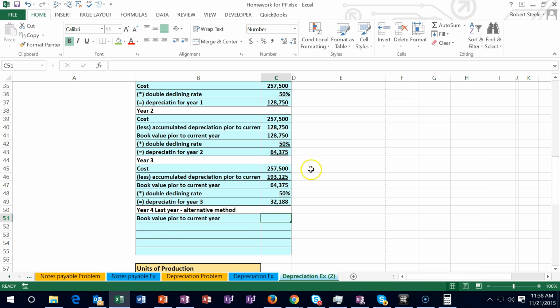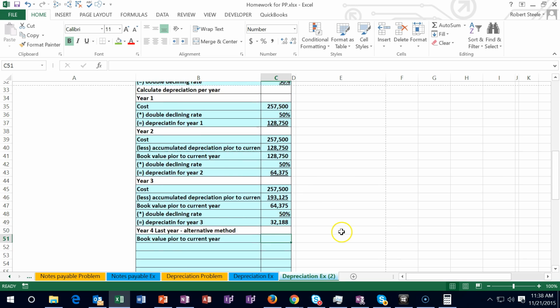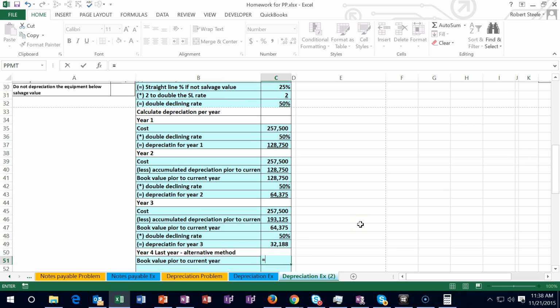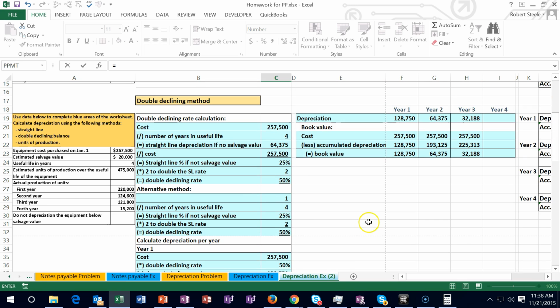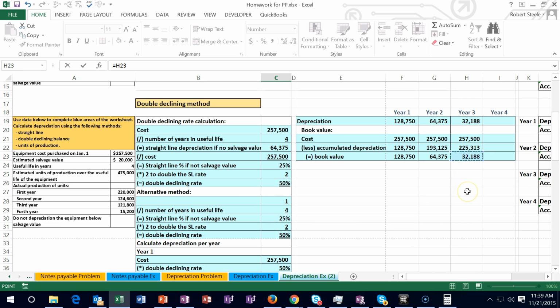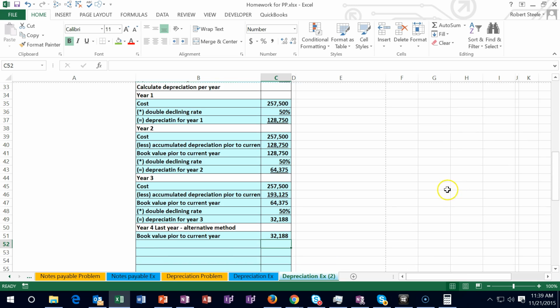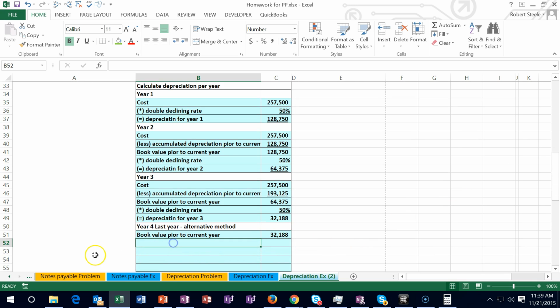So it would be the cost less the accumulated depreciation, giving us the book value. We've already calculated that though. So I'm going to say that equals the book value up here, the 32,188. And then we would multiply that times the double declining rate, which we know is 50%.